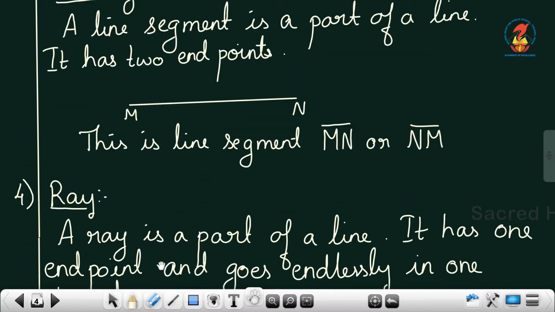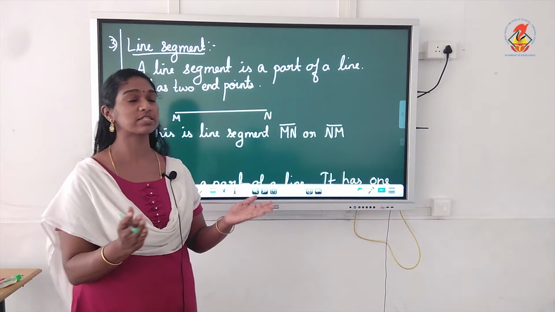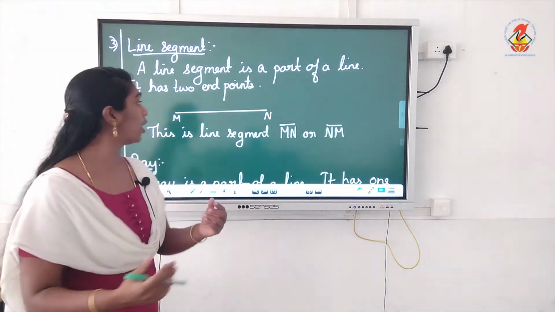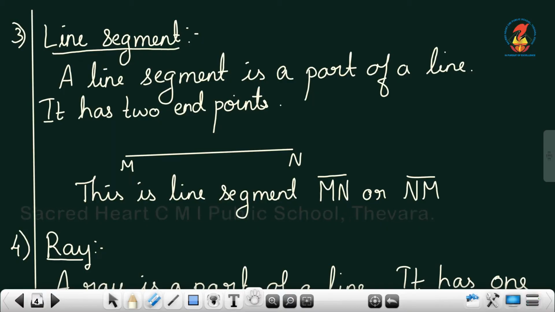Now, coming to the third one, that is a line segment. Line is different, line segment is different. A line segment is a part of a line, but it has two end points. It starts at a point and ends at a point. So, you can measure it, but what about a line? You cannot measure it because it can be extended in both the directions. It does not have a definite length, but a line segment has a definite length because it has a starting point and an ending point.